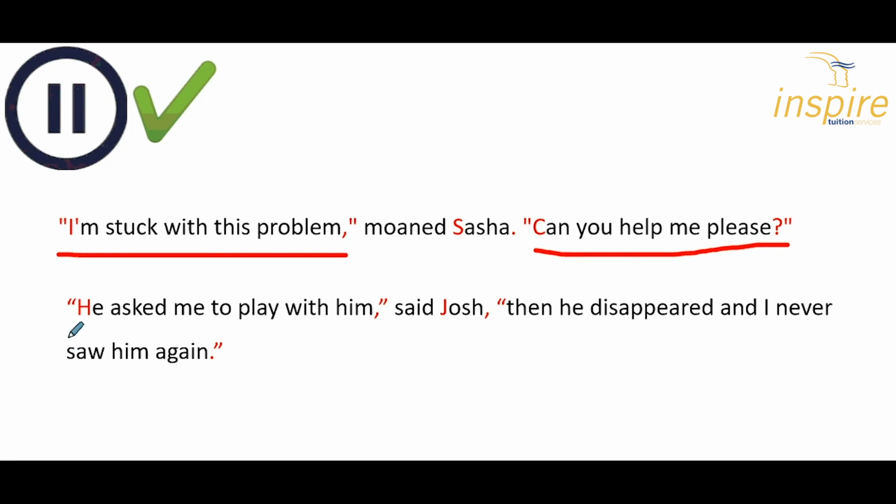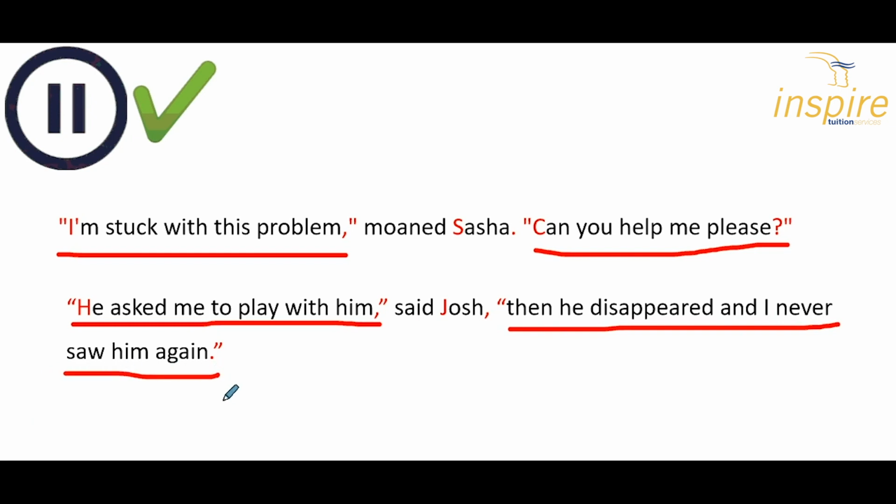Let's look at the next one. "He asked me to play with him. Then he disappeared, and I never saw him again." That's the direct speech. Your reported clause has said Josh. If we didn't have said Josh in there, then we would carry on the sentence: he asked me to play with him, then he disappeared, and I never saw him again. So now we can have a comma here.